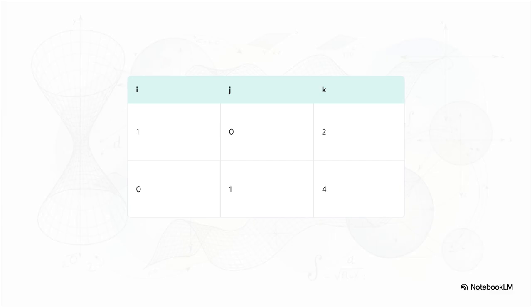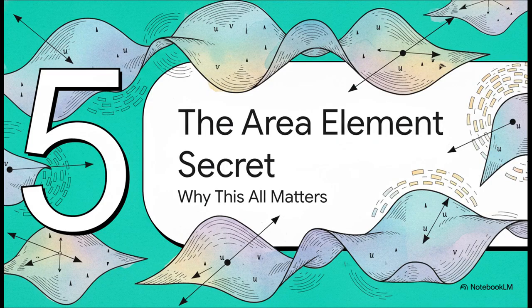Okay, now for the final step, the cross product. We set up our little determinant with i, j, k, and our two tangent vectors. We calculate it out, and what we get is our normal vector, n equals (-2, -4, 1). And that vector right there is perfectly perpendicular to the paraboloid at the point (1, 2, 5). Done.